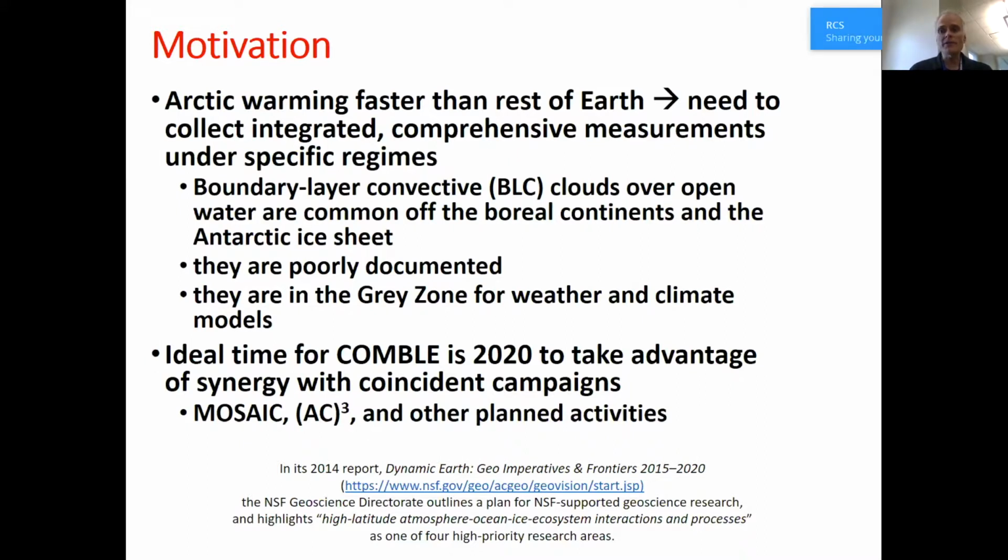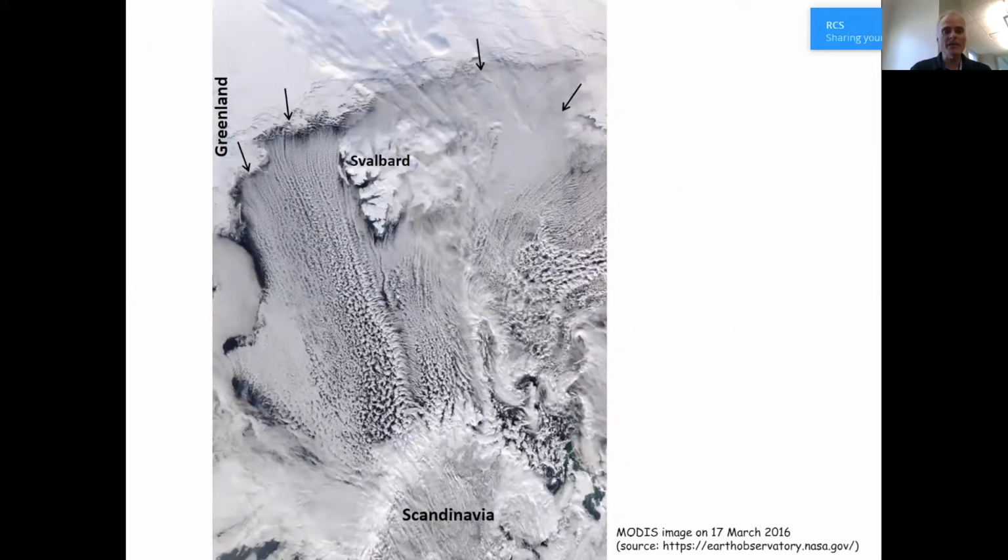And I also wanted to point out that there's a lot of synergy between COMBLE and other activities that are going on in the Arctic, which really makes it ideal so that we can make samples over a wide range, in different places, of factors that are affecting this boundary layer convection and cold air outbreaks. So for example, there is obviously the MOSAiC campaign, the AC3, which are some aircraft observations planned by the Germans, and also our group. Most of the COMBLE scientists have also put in a proposal to the National Science Foundation called CSER, which would collect aircraft observations at the same time as COMBLE.